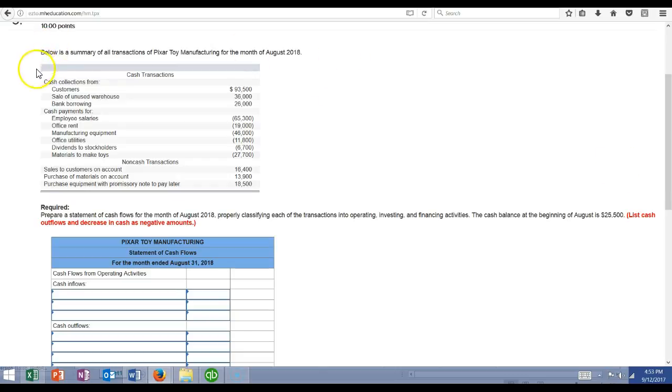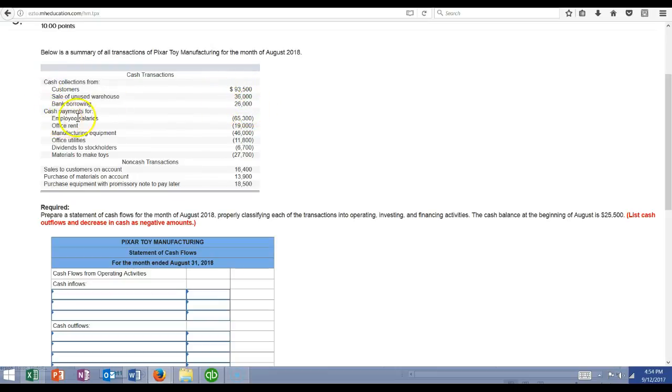So if we just look at this, cash collections from customers. Customers is in the normal course of a business. The 93.5 would be cash inflows from customers. The sale of an unused warehouse, that's a long-term asset. So selling an asset would be cash inflows from investing. Bank borrowing would be a financing activity. So we would put this as an inflow.